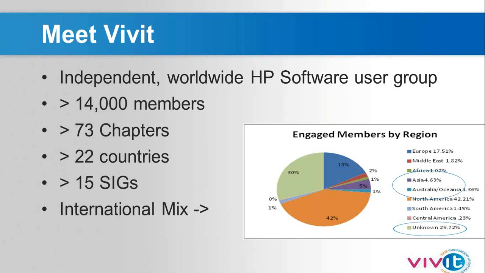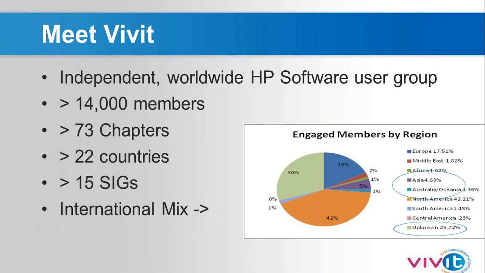Vivit is an independent HP software user group. It was started 20 years ago under the name OpenView Forum International. In those days, we also organized events like HP Discover. It was later rebranded to Vivit because we are now covering all HP software products and solutions, and not only the OpenView ones.